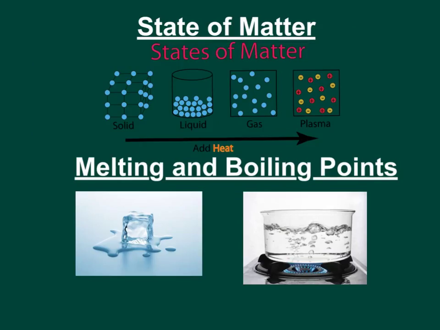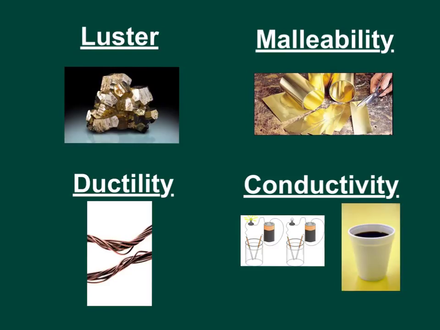The state of matter refers to what state of matter the substance is in. So for example, if it's a solid, a liquid, a gas, or a plasma. Melting and boiling points refer to the temperatures at which a substance melts or freezes and the temperature at which a substance boils. A few more physical properties include luster, malleability, ductility, and conductivity.